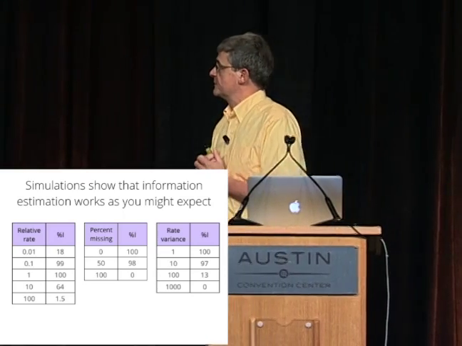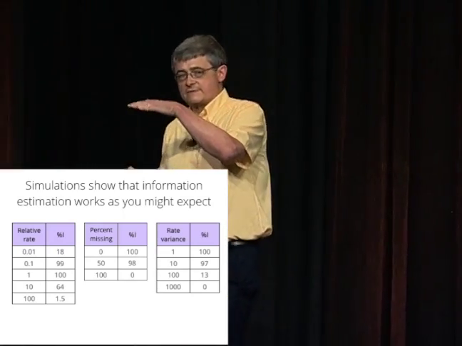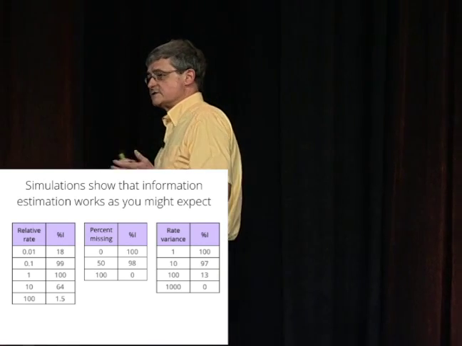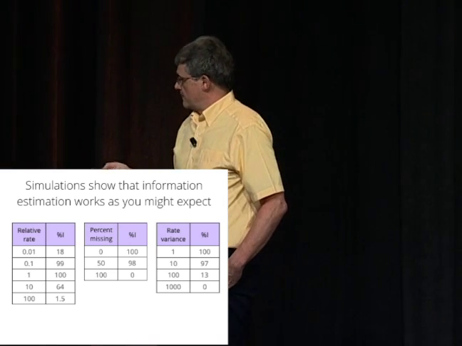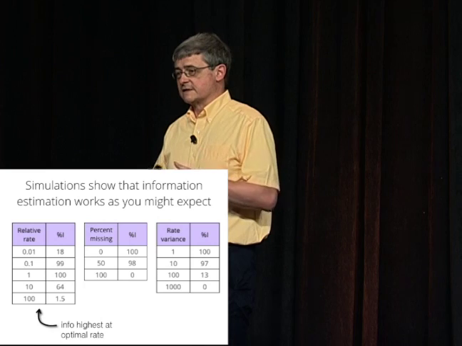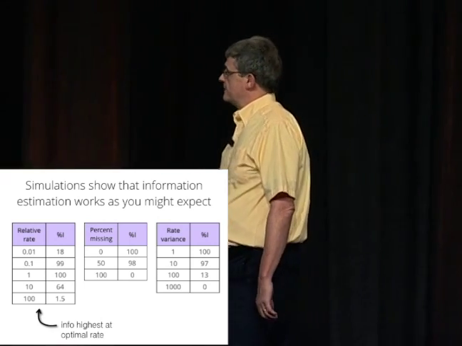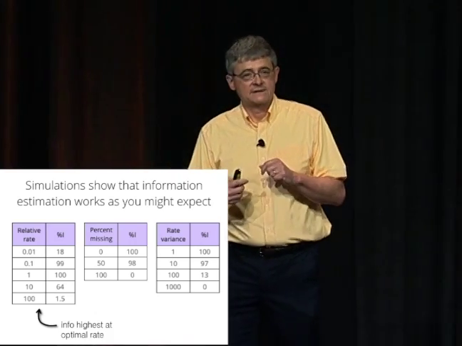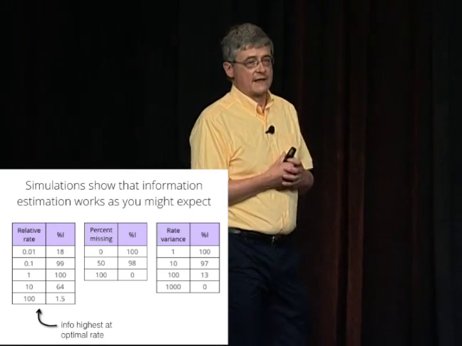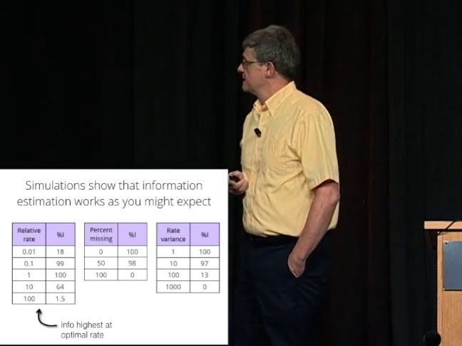So you can do some simple simulations that just show that this way of measuring information, by measuring the difference between the prior and the posterior entropy, works sort of as you would expect. For example, if the relative rate 1 is sort of perfect and gives you 100% information, the substitution rate is just right, then if you decrease that drastically down to 0.01, or you increase it up to 100 times that ideal rate, you're going to lose information in both of those directions.